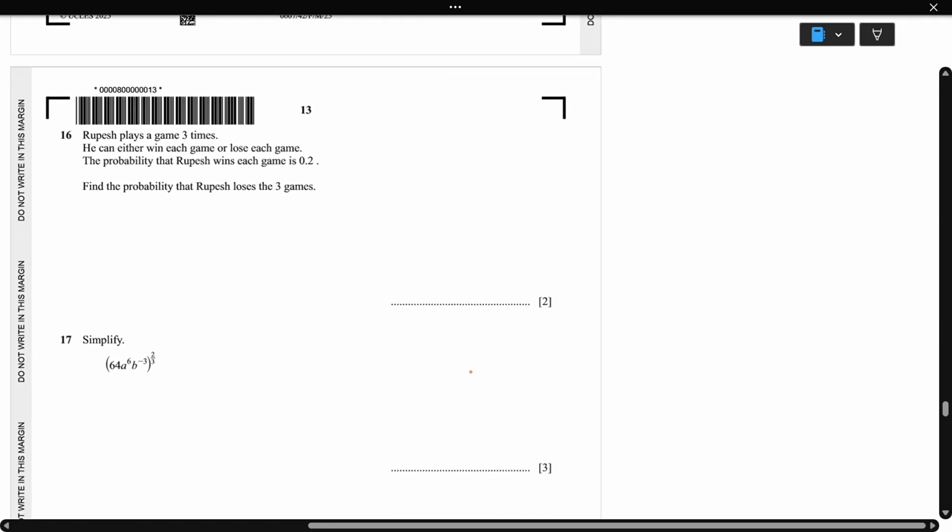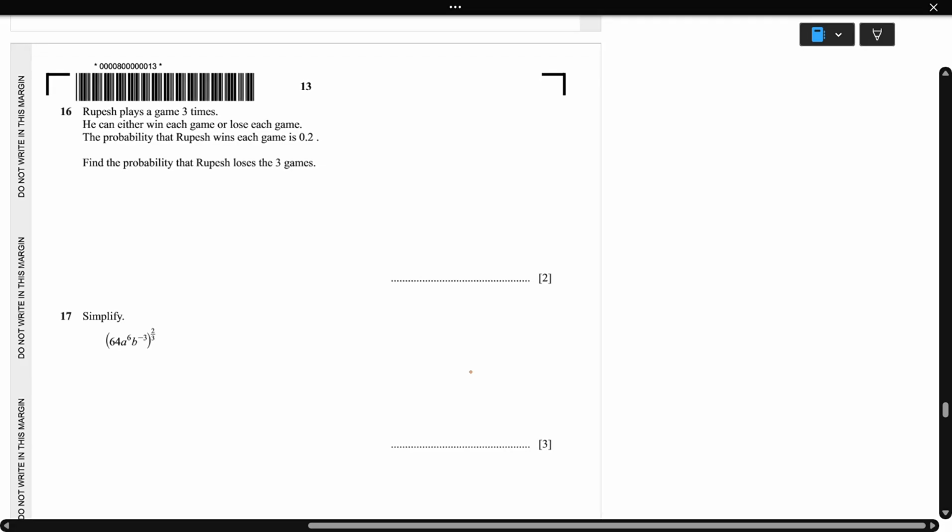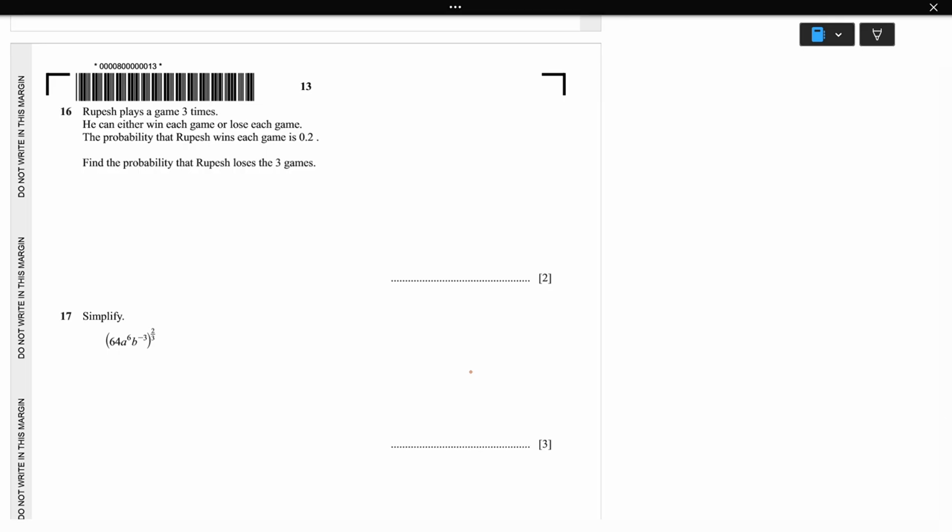Next, question 16. Rupesh plays a game 3 times. He can either win each game or lose each game. The probability that Rupesh wins each game is 0.2. Find the probability Rupesh loses all 3. So winning is 0.2, and losing means 1 minus 0.2, which is 0.8. That is the losing probability. For 3 times, 0.8 times 0.8 times 0.8 is 0.512. So 0.512 is the answer here.